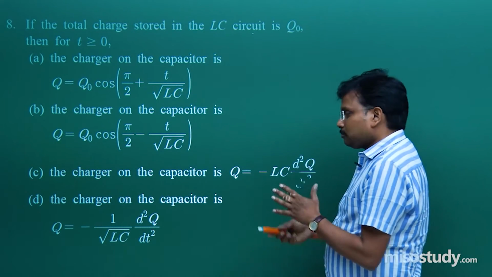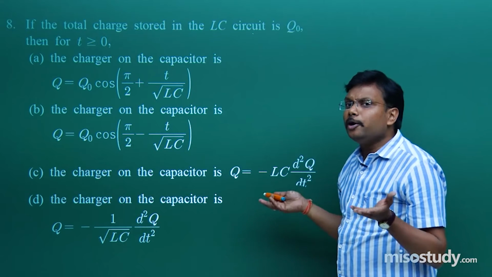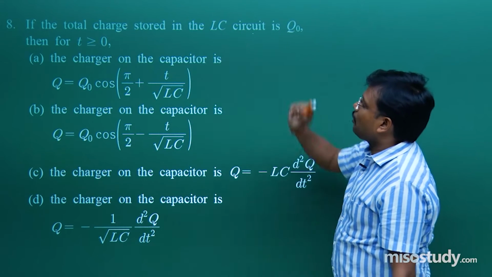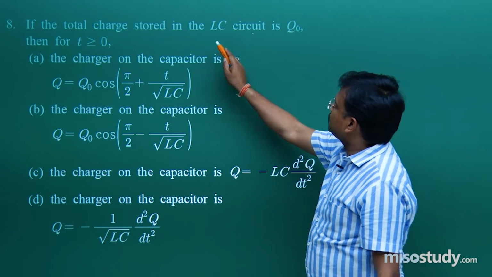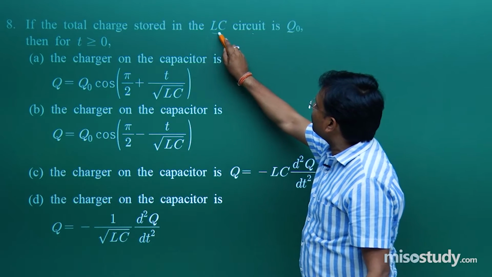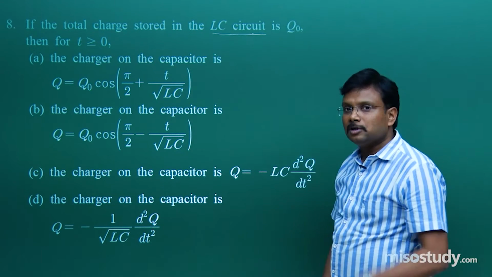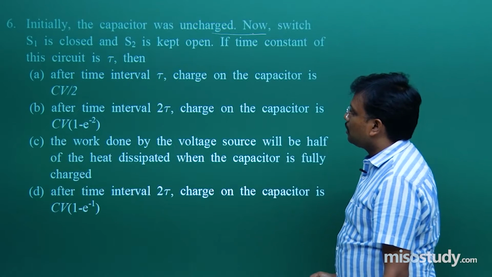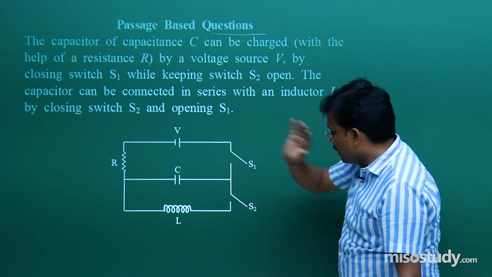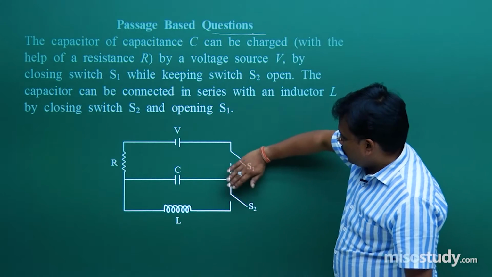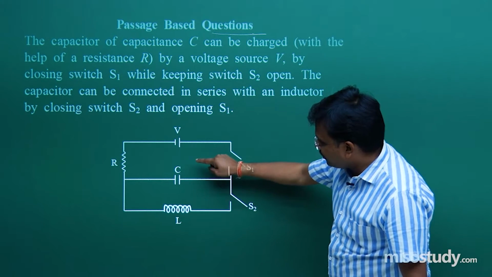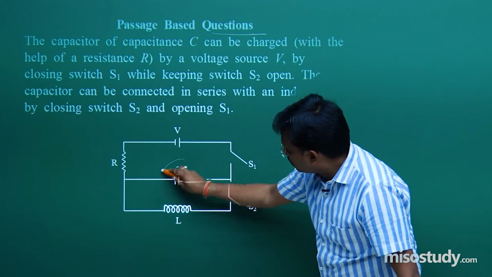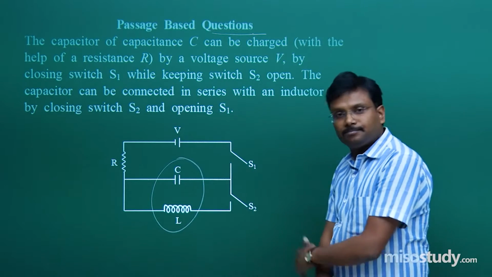Fine. I don't know which option is correct. Why bother for that? Let's start from here. Total charge stored in LC circuit. Let's go back to this situation. Now, actually LC circuit means this portion.